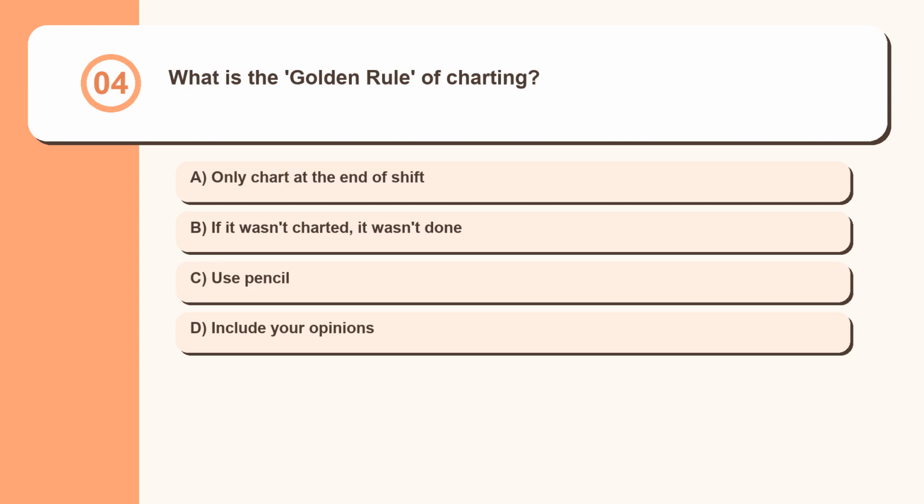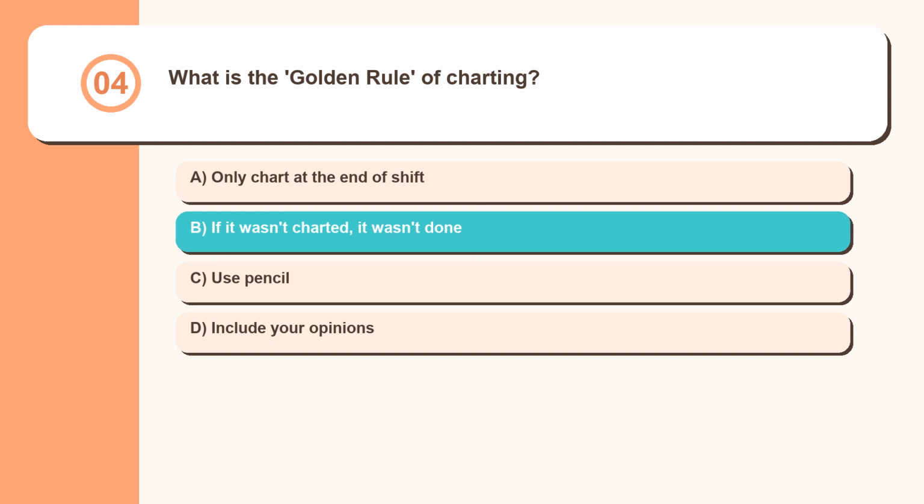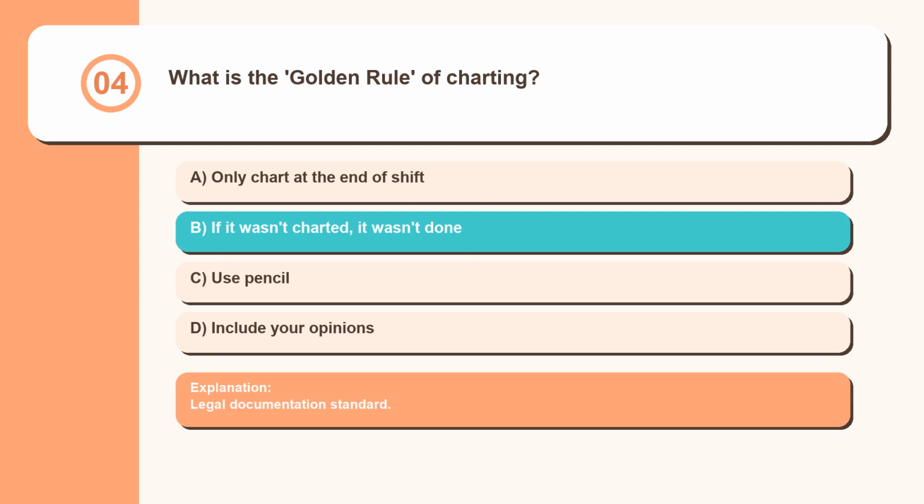Question 4. What is the golden rule of charting? Only chart at the end of shift. If it wasn't charted, it wasn't done. Use pencil. Include your opinions. Legal documentation standard.